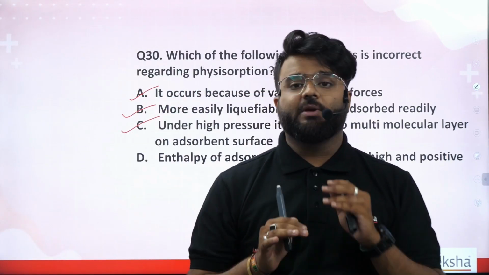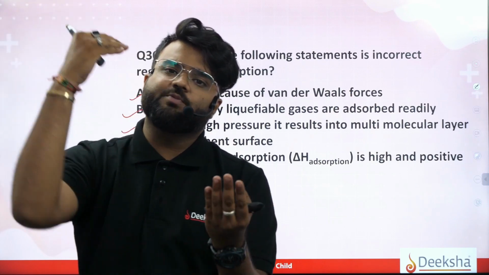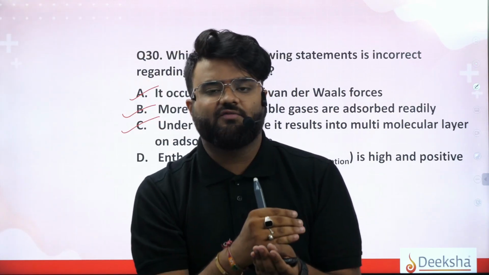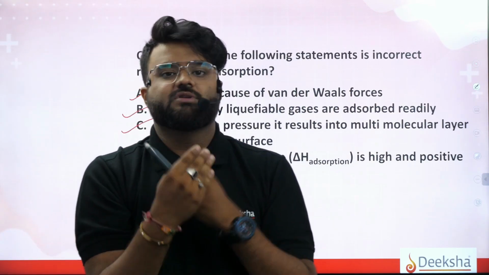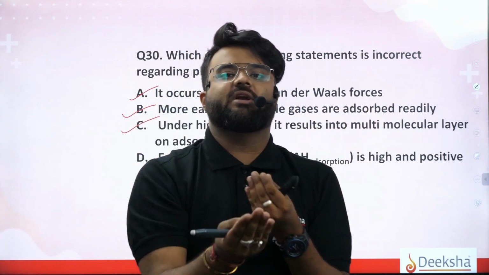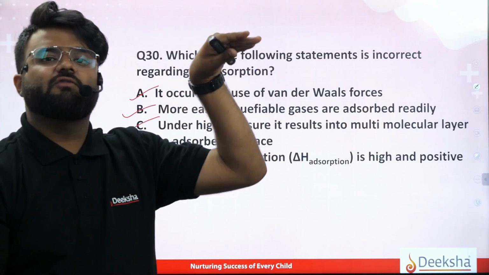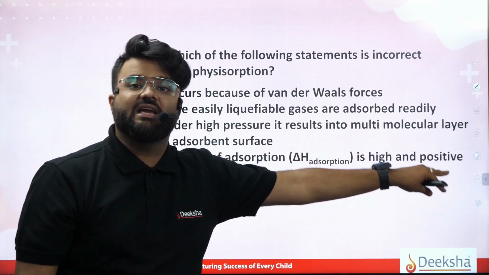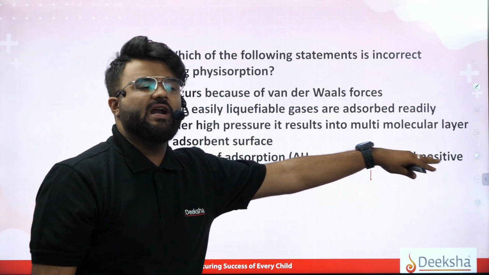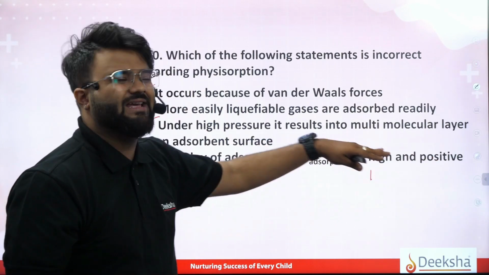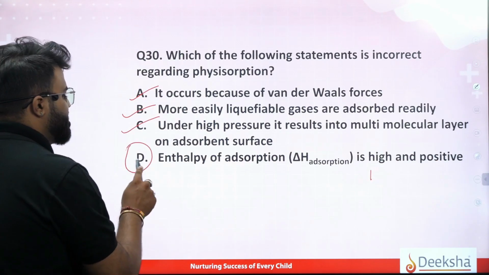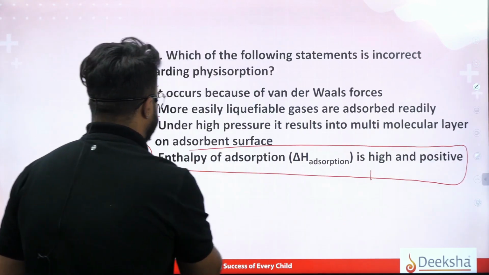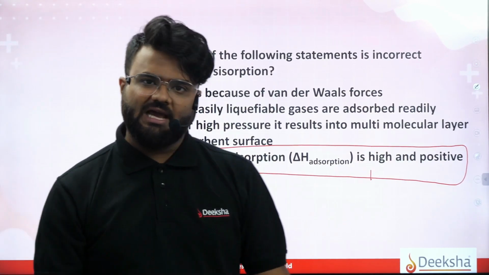How? No, because whenever physisorption is happening on a solid surface, it is an exothermic reaction. That is exothermic, heat is liberated. That will be negative. So relatively delta H will be low. So here it is high and it should be negative. So it is low and negative. But here it is telling high and positive. Then coming back to option D is your correct answer. Option D is your correct answer. Okay.